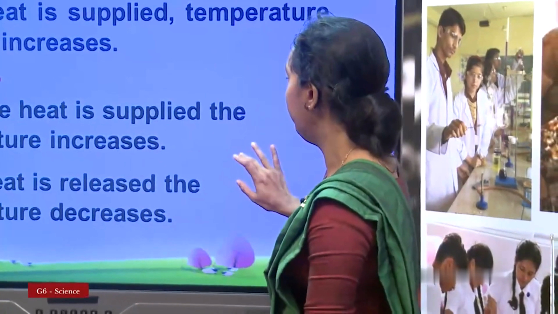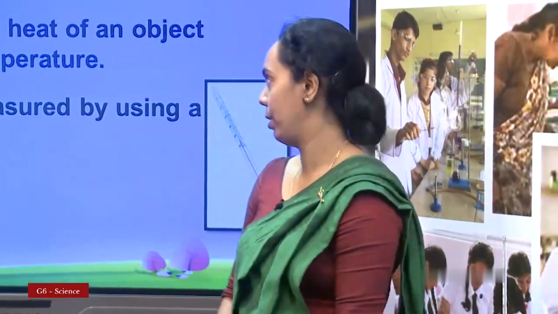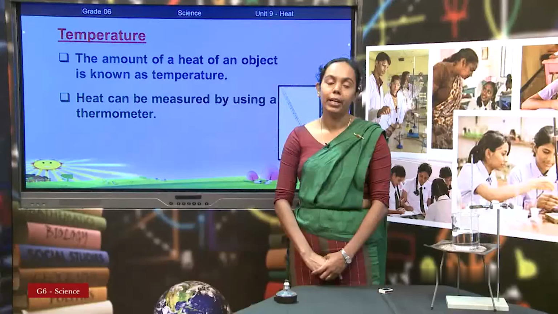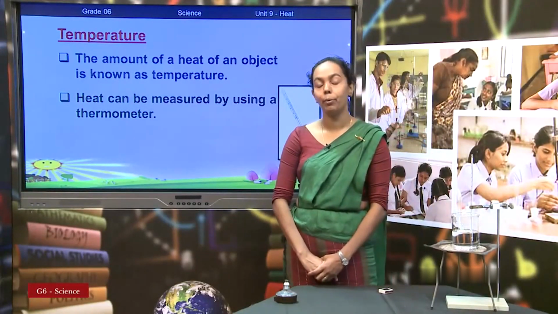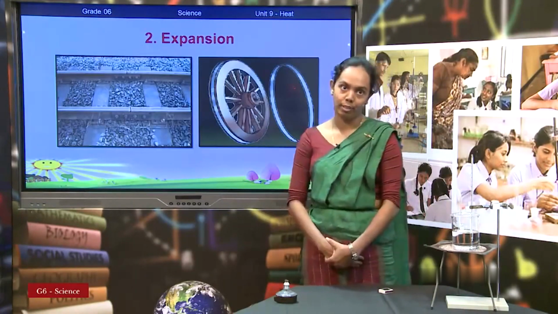Then we will see what is meant by temperature. The amount of heat present in a substance is known as temperature. Now you know we use thermometers to measure the temperature. Now we have already learned about the increase of temperature. Now we will see the second effect of heat, expansion.